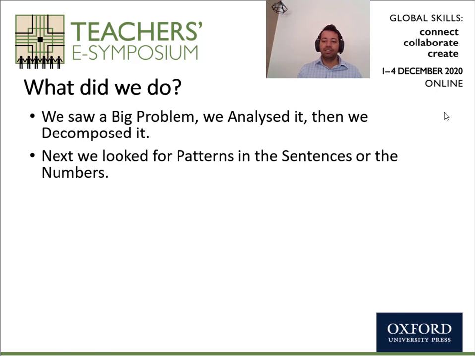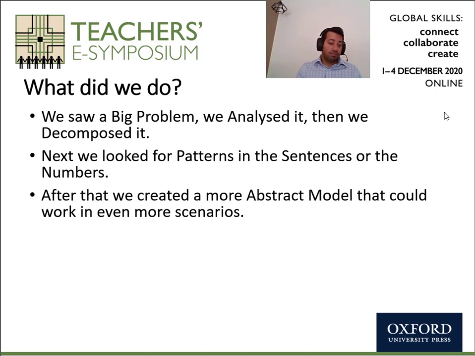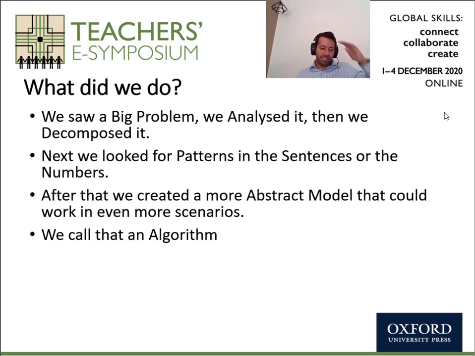So we analyzed it and we decomposed it, and we looked for patterns in the sentences or the numbers. After that, we created an abstract model that could work in different scenarios. What is that called? It's called an algorithm, right? So the big problem was counting from 1 to 200, or looking at all these different sentences and seeing what's going on. And effectively, when it comes to the English challenge, we created a little game.